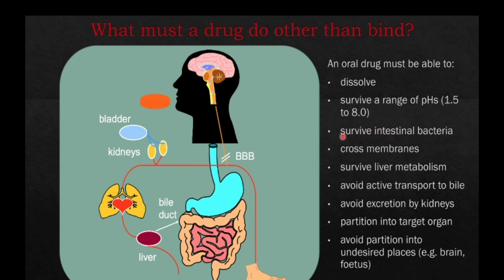Once it reaches the intestines, it must be able to survive intestinal bacteria, also be able to cross the membranes, survive the liver metabolism, avoid active transport to bile, avoid excretion by the kidneys, and partition into the target organ, and also avoid partition into undesirable places such as the brain and the fetus.